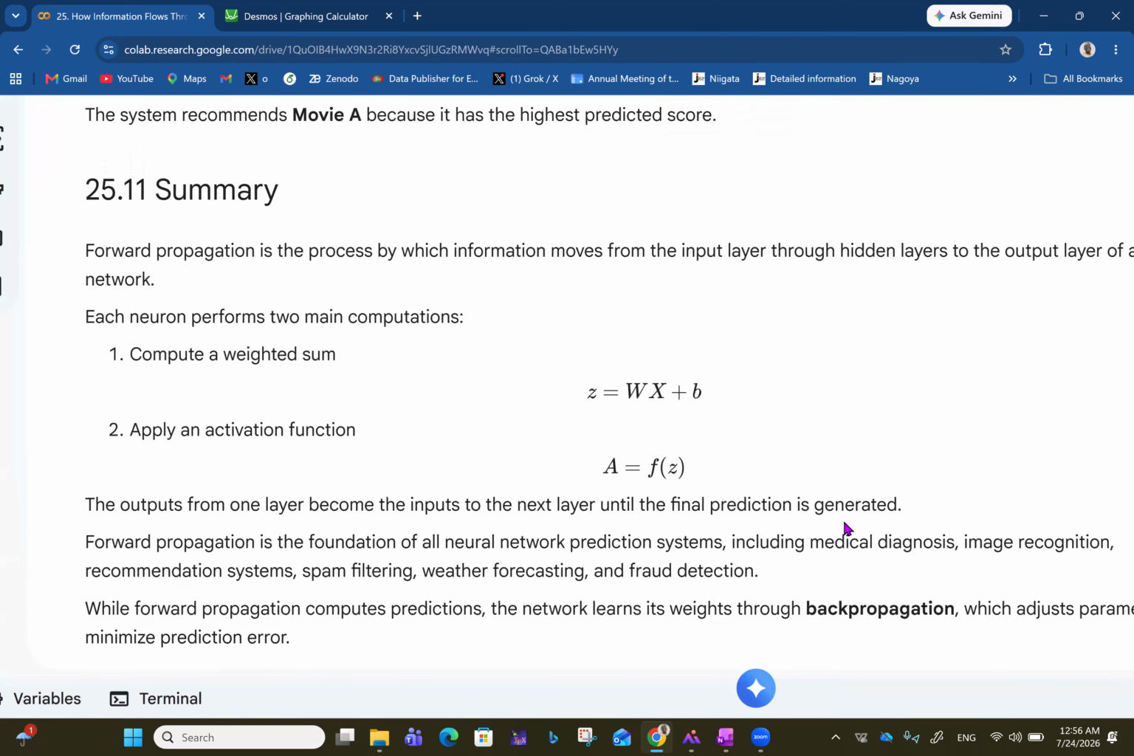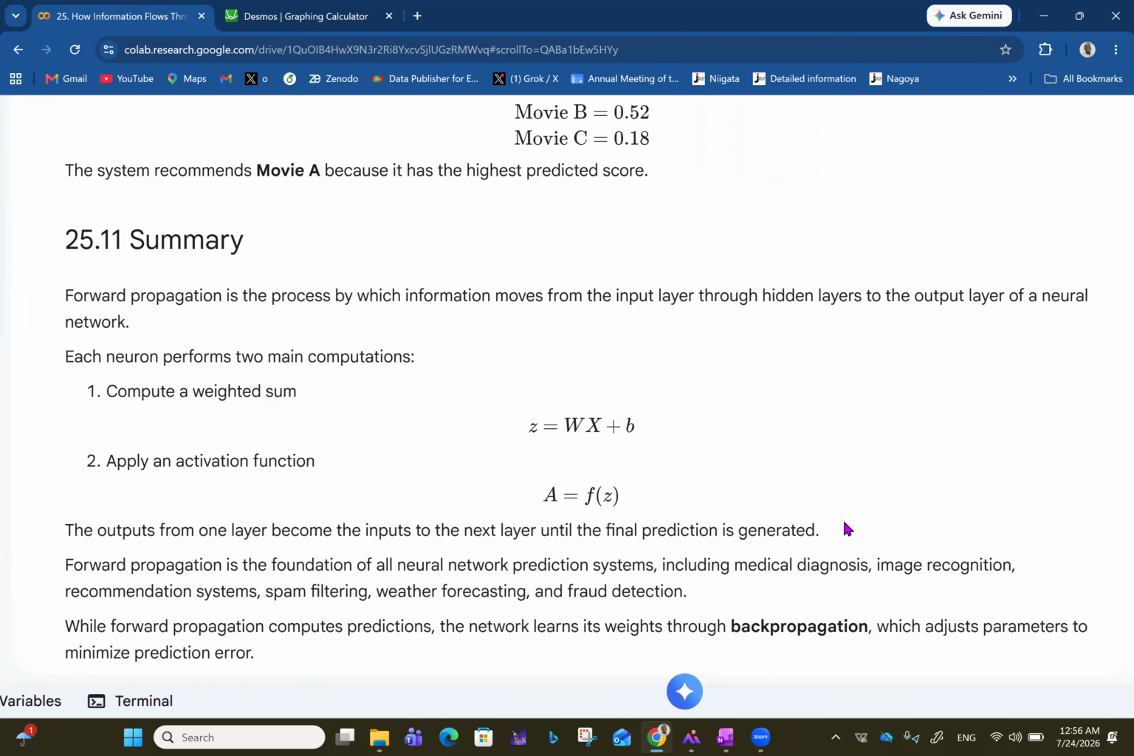So in summary, we see that you're talking about forward propagation, which is how information flows through neurons. Forward propagation is the process by which information moves from the input layer through hidden layers to the output layer of a neural network. Each neuron performs two main computations. First, you compute a weighted sum z equals wx plus b. Then you apply an activation function a equals f of z. The outputs from one layer become the input to the next layer until the final prediction is generated. Forward propagation is the foundation of all neural network prediction systems, including medical diagnosis, image recognition, recommendation systems, spam filtering, weather forecasting, and fraud detection.